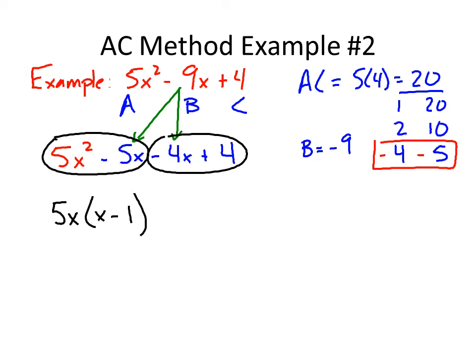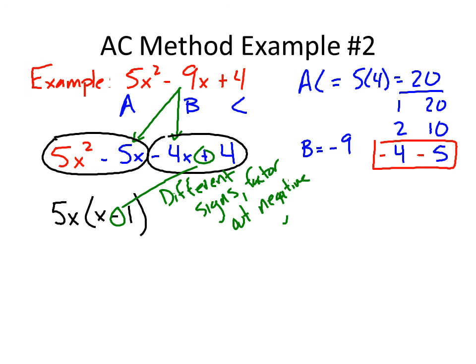So again, you see here now with my groups, I've got the 5s grouped together and the 4s grouped together. From the first group, I can factor out a 5x. I'm left with x minus 1. If you look here again, you can pick up on one of the techniques. You've got a minus sign in that first group that we factored out, and a plus sign in that second group we're about to factor out. Different signs, so we're going to factor out a negative number with this second group.